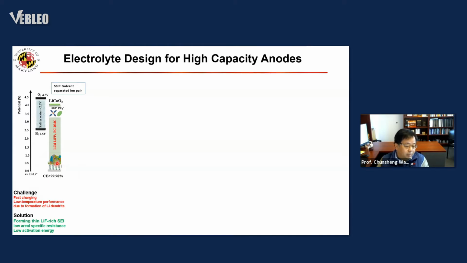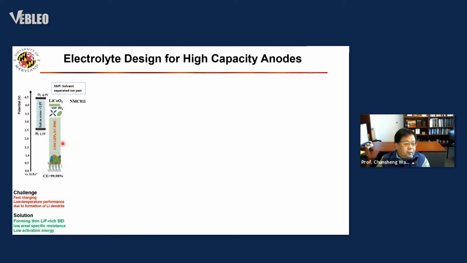But if we have a method that can solve the lithium dendrite problem, then this will automatically overcome this challenge. So we propose using a lithium fluoride rich SEI. It can suppress the lithium dendrite. This method can be applied for graphite batteries, for fast charge, and also low temperature operation.